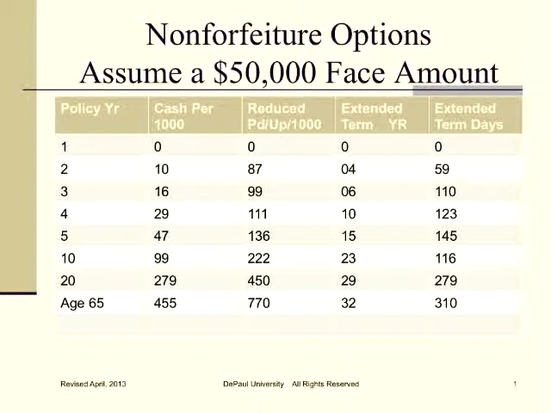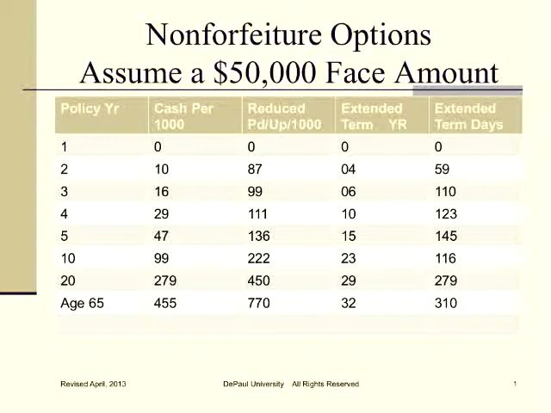Let's go down to line 10, policy year 10. It says, and these are hypotheticals, it says we have $99 of cash in the contract for every $1,000 of insurance. So in this example, you would take 50 units of insurance, multiply 50 times 99, that would be the amount of cash you have in the policy in the event you want to stop paying the premium.